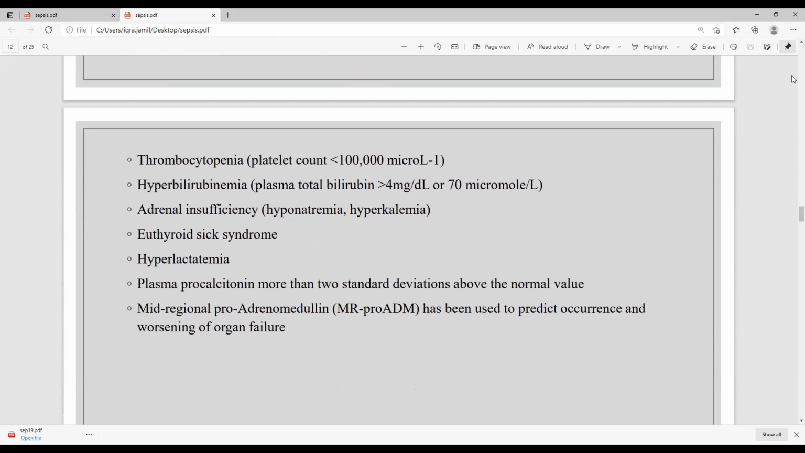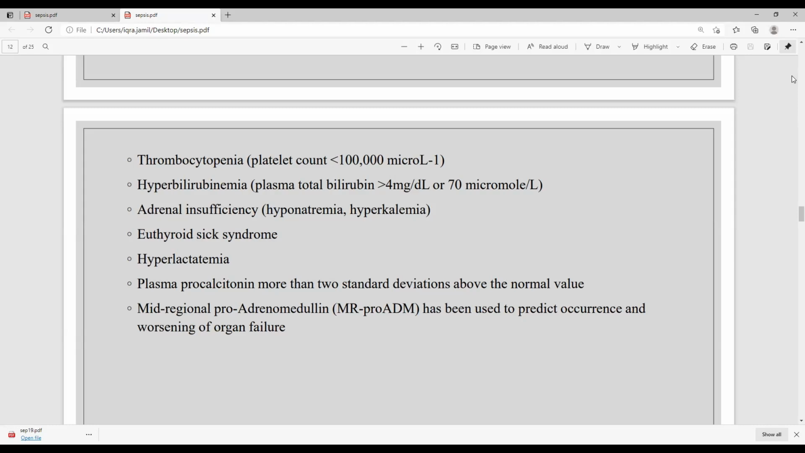Thrombocytopenia less than 1 lakh. Hyperbilirubinemia more than 4 gram, adrenal insufficiency, hyponatremia, hyperkalemia, euthyroid sick syndrome, hyperlactatemia, plasma procalcitonin more than 2 standard deviations above the normal value. Mid-regional proadrenomedullin has been used to predict occurrence and worsening of organ failure.